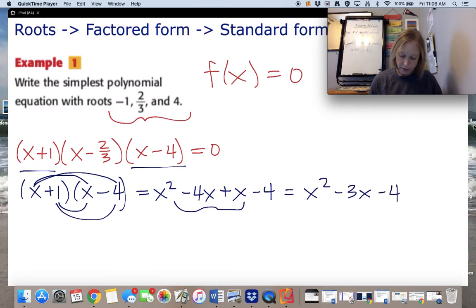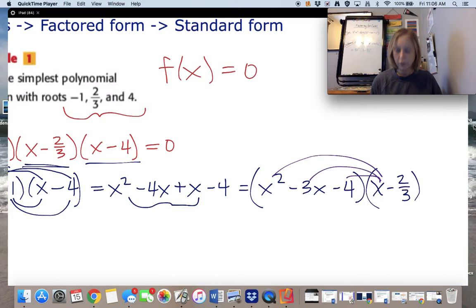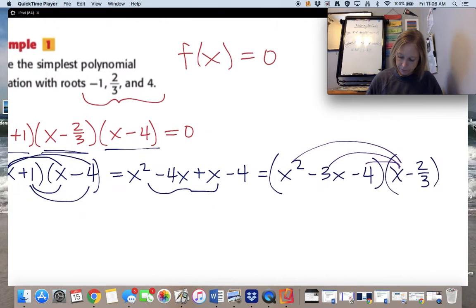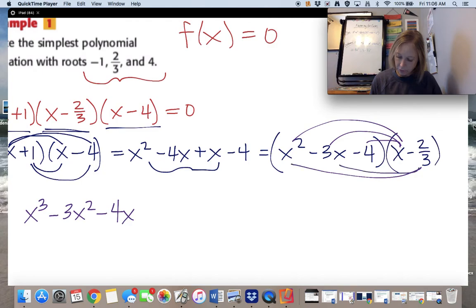Now I need to incorporate this other binomial, so I am going to multiply my trinomial by x minus 2/3. Once I'm done distributing that and simplifying it, I have then reached my standard form. I'm going to switch colors. So first I'm going to distribute the x to everything, and then after that I'll distribute the negative 2/3. So I'll have an x cubed, a minus 3x squared, negative 4x. So there we go. Now I'm going to distribute this negative 2/3.